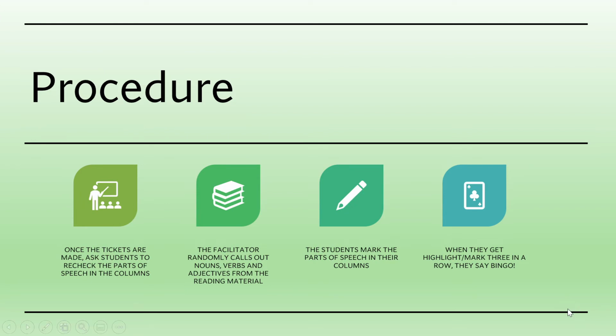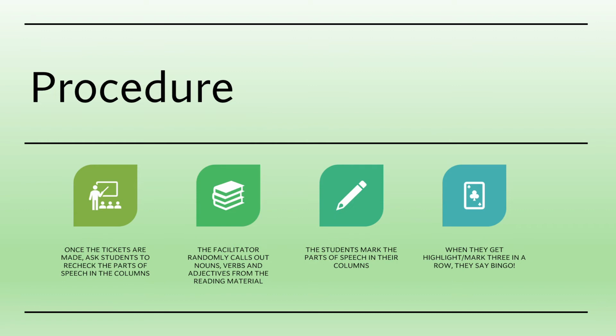Once they've rechecked their ticket and they're sure they want to start the actual game of bingo, you will now take the reading material as the facilitator and randomly call out nouns, verbs, and adjectives from the case study. Just skim and scan the article and throw some parts of speech out there. Surprise the students. Don't go in a sequence. Throw them out there. Make sure your children are paying attention.